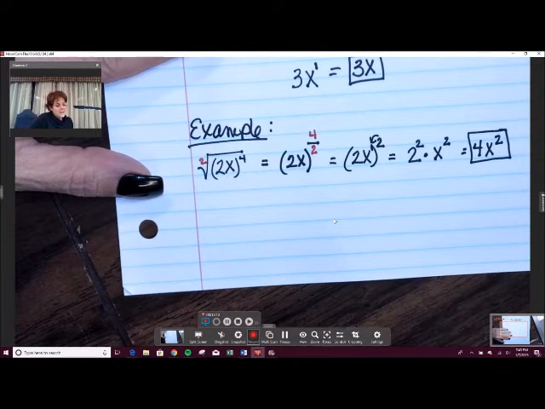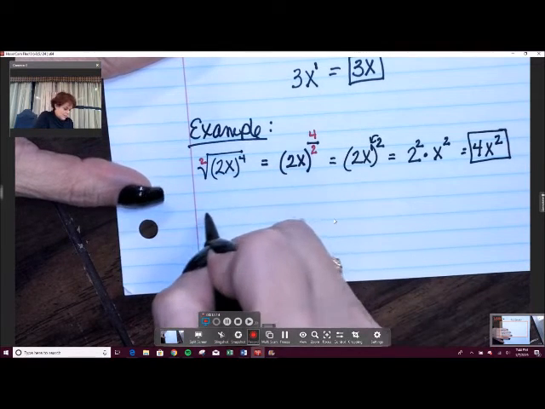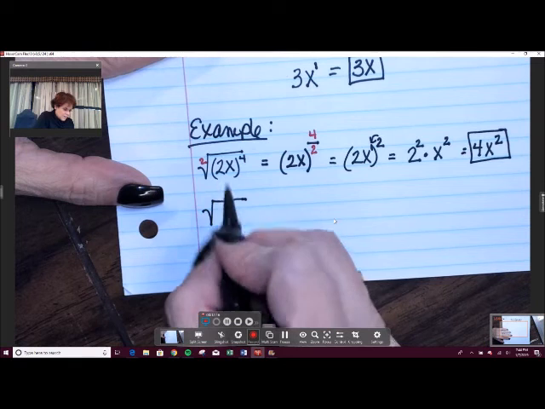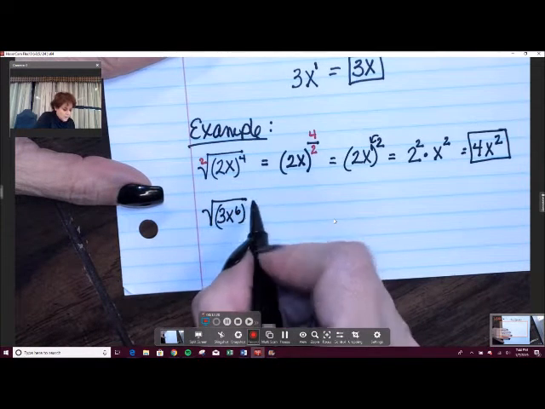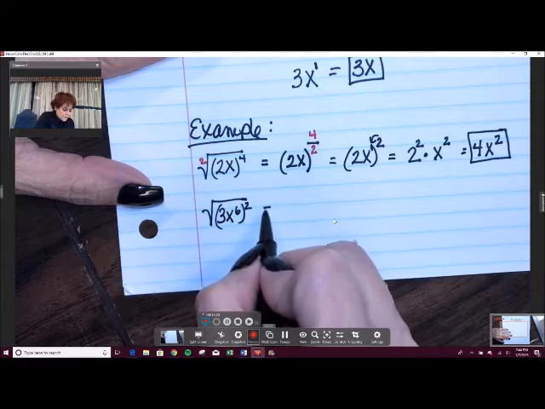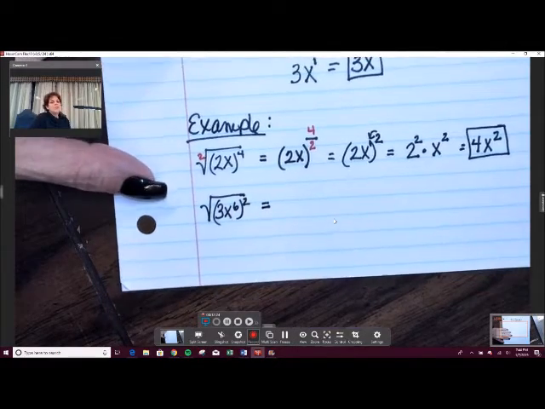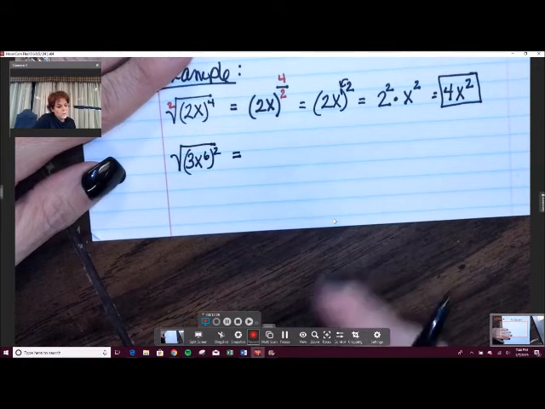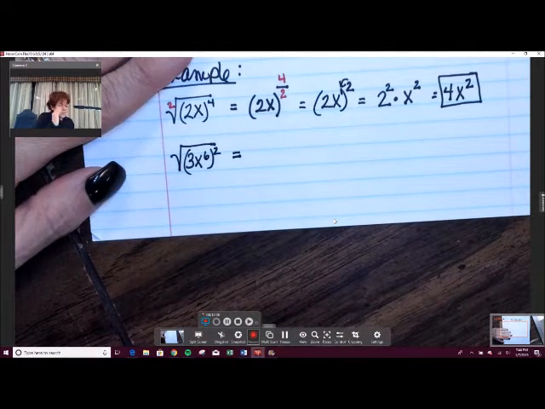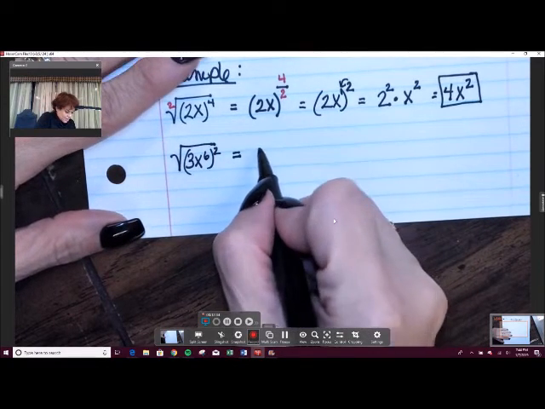All right, let's try this. Let's try 3x to the 6th, squared. All right, so the square root of 3x to the 6th squared. Oh boy. All right, well, I see the radical, so right off the bat I'm like, okay, I'm going to have a fraction. So here we go.